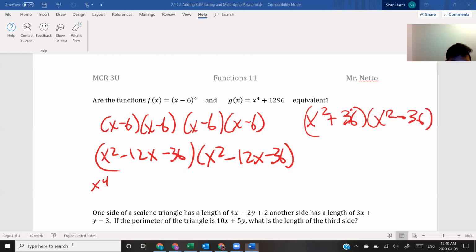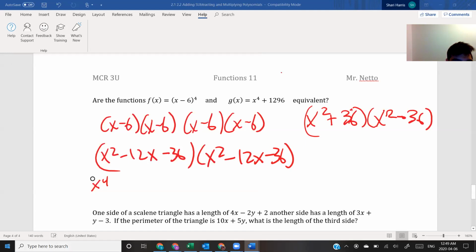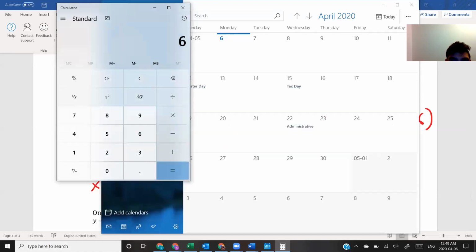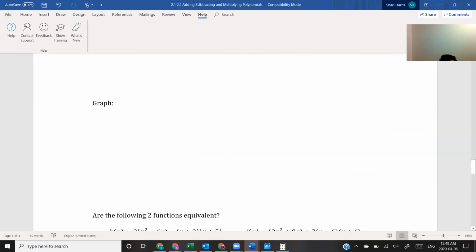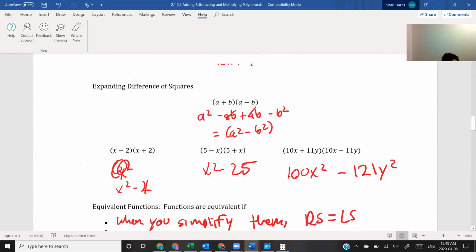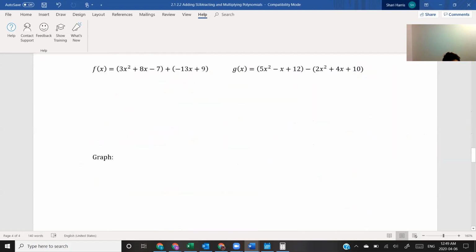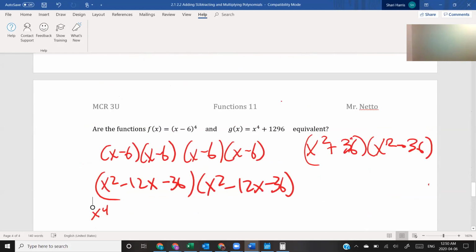Let's just double check. 36 times 36 equals 1296. Yep. So this would be our perfect square trinomial here. So they are not equivalent. So you have to simplify them first, right? And you could use these rules to simplify. So this one is a perfect square trinomial, this one is a perfect square trinomial, and this one is a difference of squares.